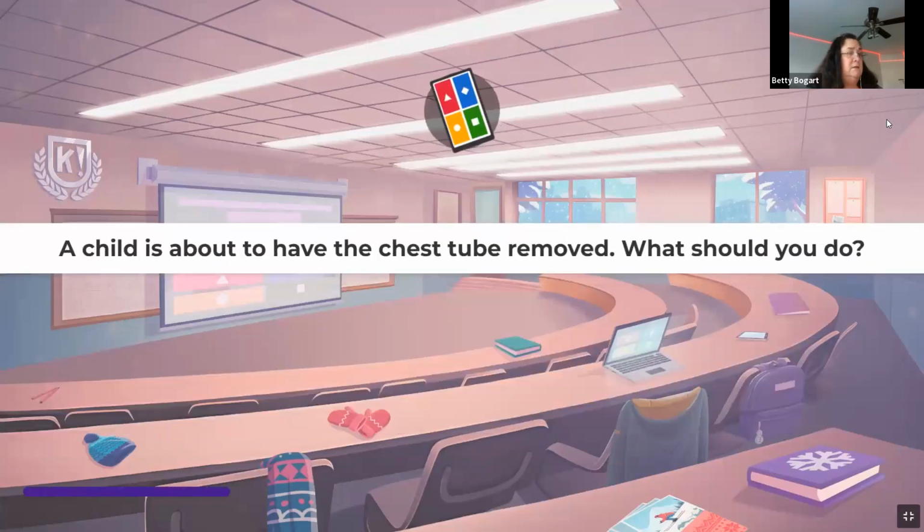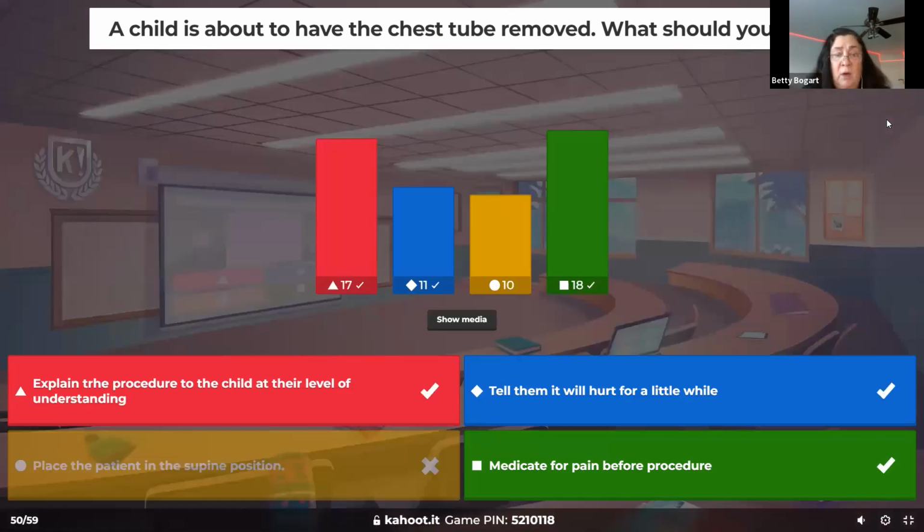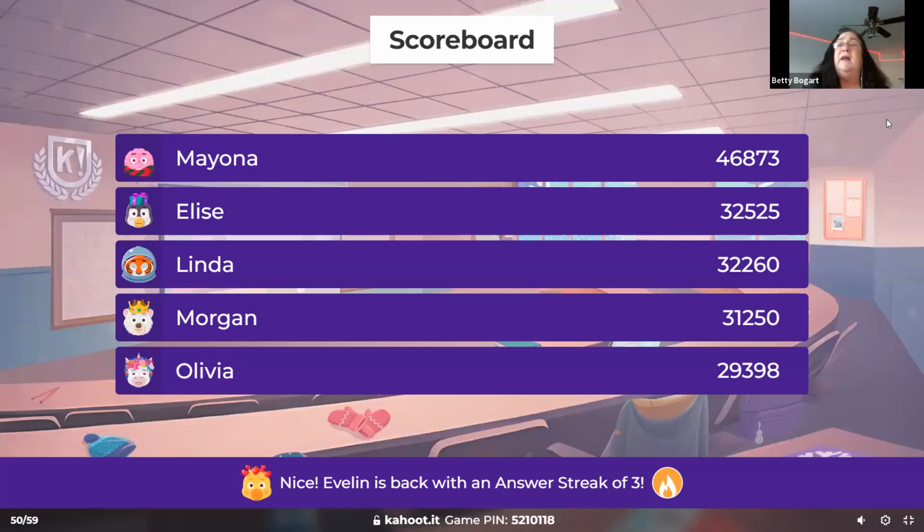A multi-select. A child's about to have the chest tube removed. What should you do? So chest tubes are very common in cardiac. They're going to have one if they have surgery, and they have to come out. Now, I've worked both adult and children's post open heart surgeries. I've had adults tell me removing it burns and it hurts really bad. So explain it on their level. Make sure you medicate them for pain. I mean, this is number one key. And be honest, tell them it will hurt, okay? And of course, you can do vital signs before and after.